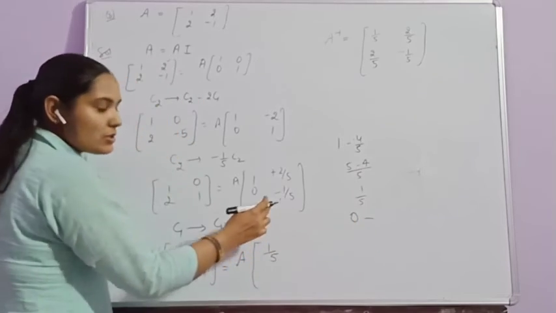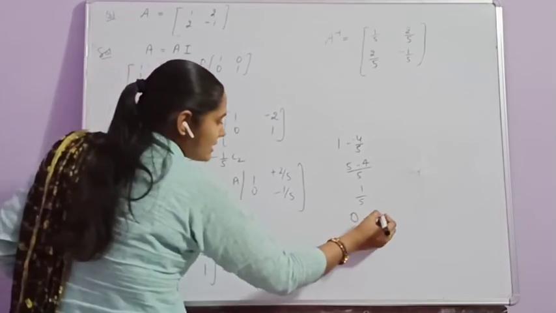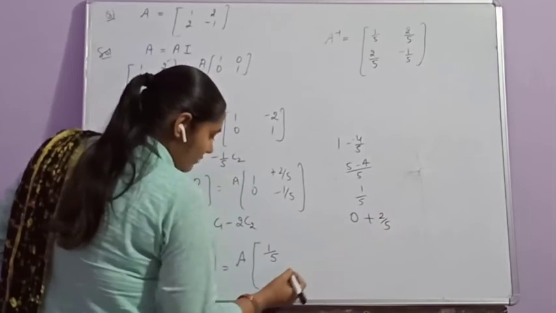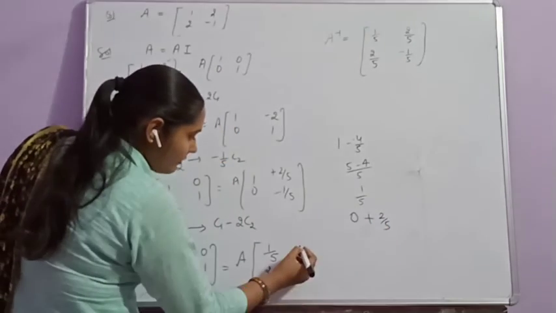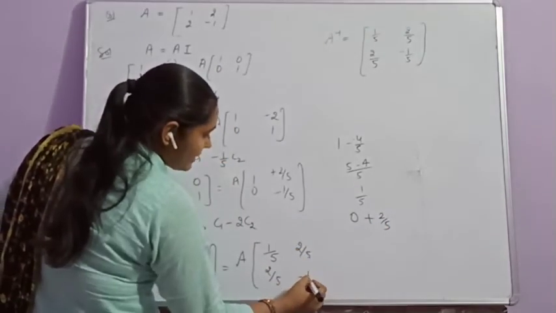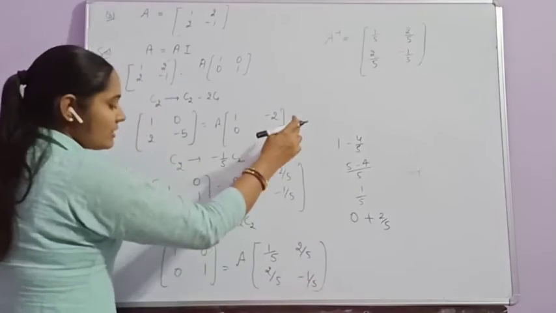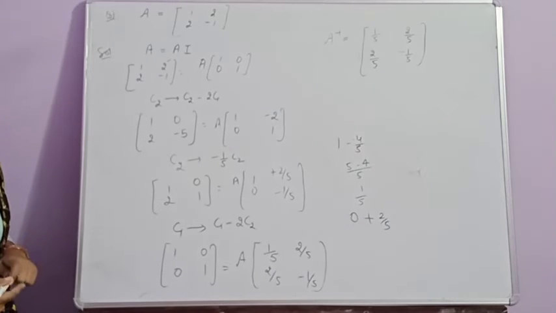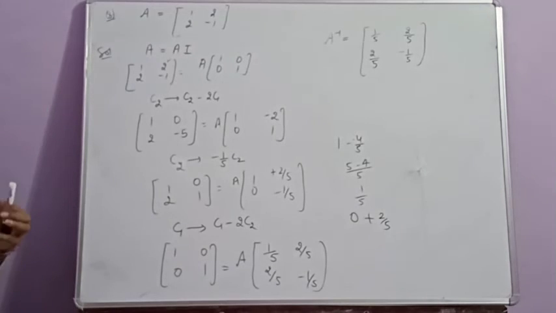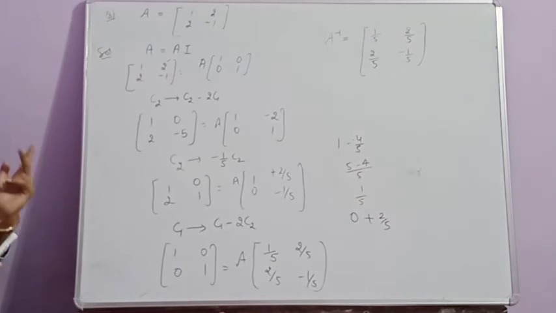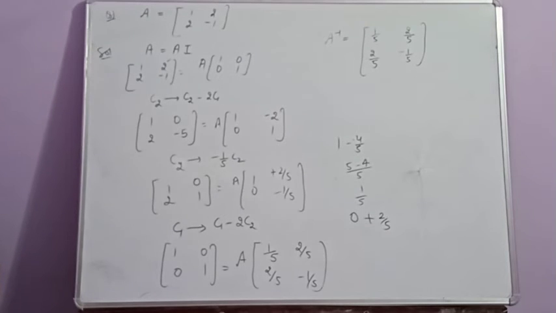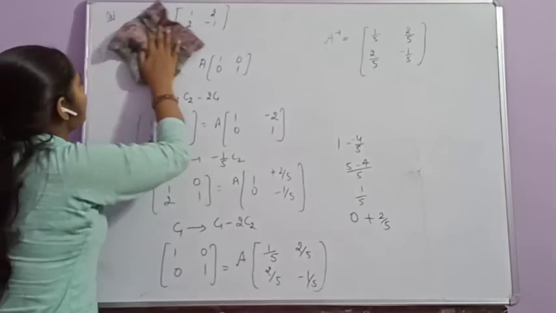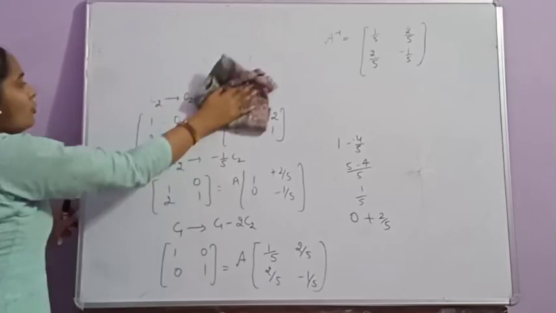Now 0 minus twice of minus 1 by 5 is plus 2 by 5, that will be equal to 2 by 5. So A inverse is equal to 1 by 5, 2 by 5, 2 by 5, minus 1 by 5. The answer is the same. You can apply any operation, that is, elementary operations on rows or elementary operations on columns. Clear? That is the inverse of a matrix of order 2. Clear?